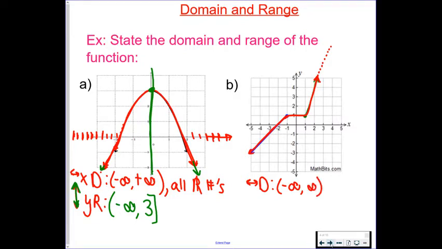Infinities also use parentheses because we can't reach it. I can never go to infinity. I can just use parentheses because it's not included.